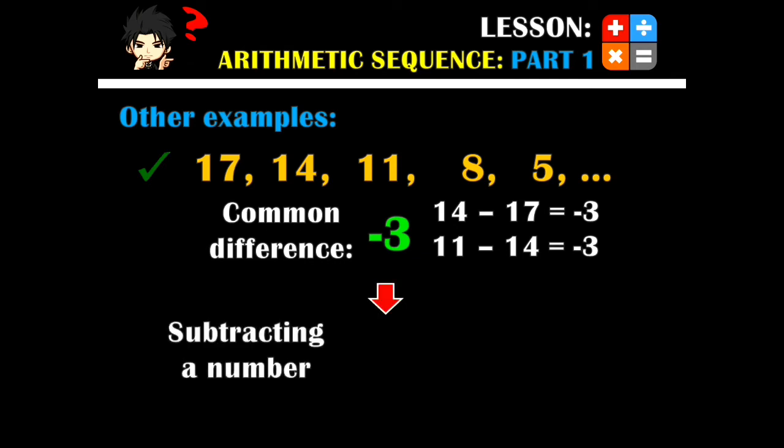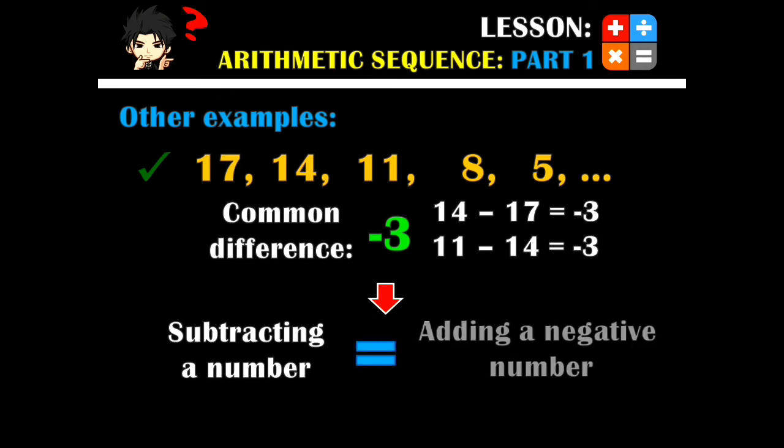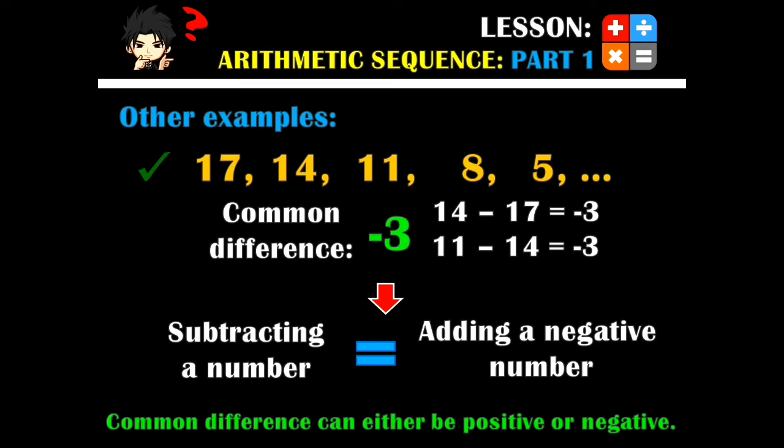Remember class, that subtracting a number is the same as adding a negative number. For example, 5 minus 2 is the same as 5 plus negative 2. So in this given, we can say that we are still adding a constant, but this time, the constant that we add is negative. So therefore, this given example is still an arithmetic sequence. That's why common difference can either be positive or negative.